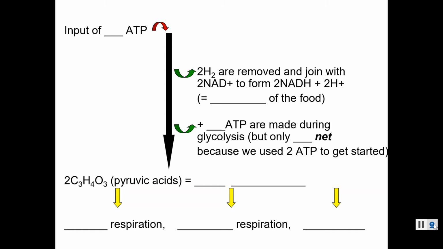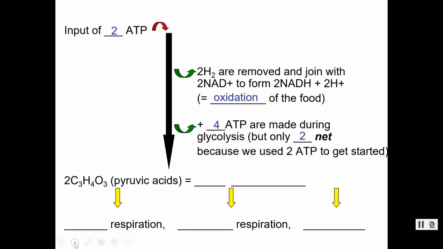Okay, so let's go back to our PowerPoint and see what we need to catch up on. Input, I'm going to give you a second and see if you can fill this in. Input, 2 ATP inputted in. Oxidation and reduction happens. The carbon molecule, the food, got oxidized. NAD plus got reduced to form NADH, and that happened twice. We made 4 ATP, but there was only 2 net because we had to subtract what we started with.